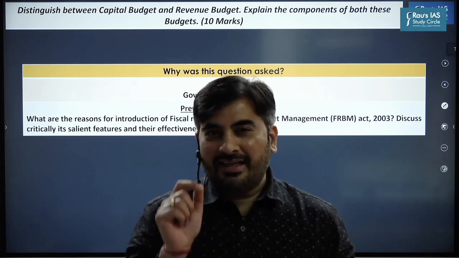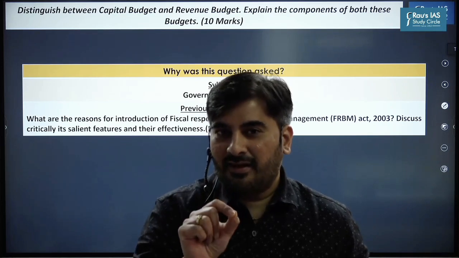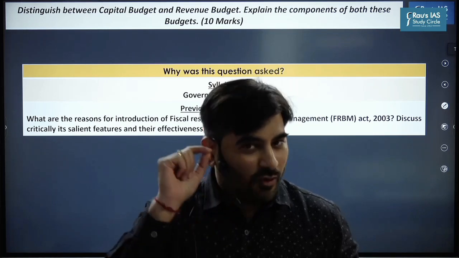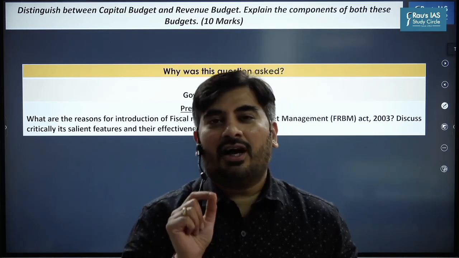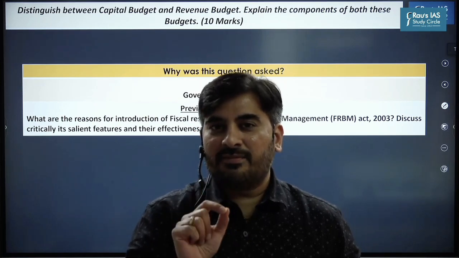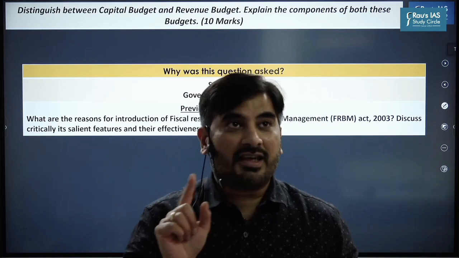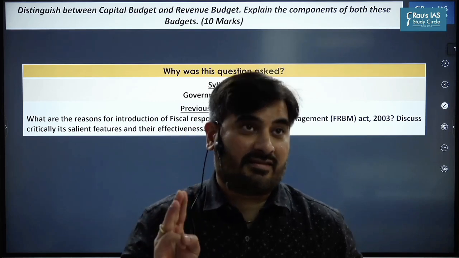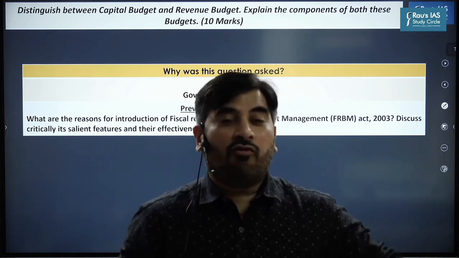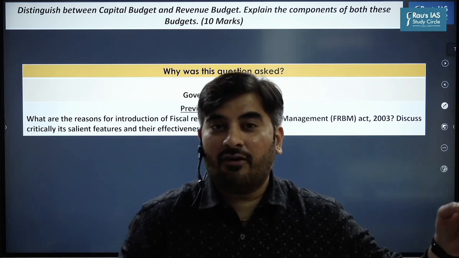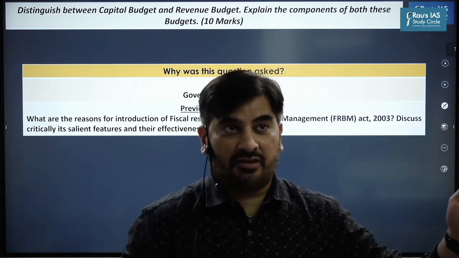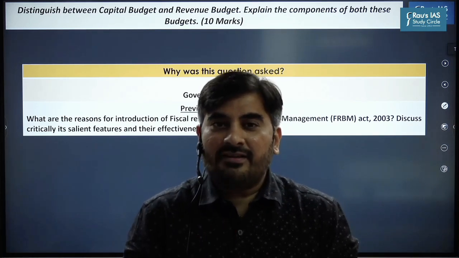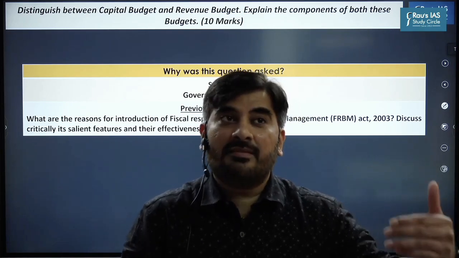Now, can you guess for how many years the government gives an estimate of receipts and expenditure? Most of us think that the government gives the details of receipts and expenditure for just 1 year, but that is not the case. The government gives the details of receipts and expenditure for a period of 3 years. That's very important. For the previous financial year, the government gives details of actual receipts and expenditure. For the present financial year, the government gives the details of revised estimates of receipts and expenditure.